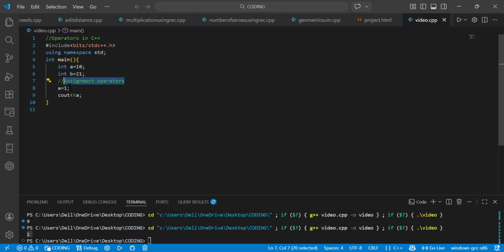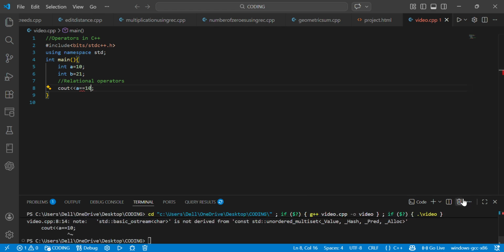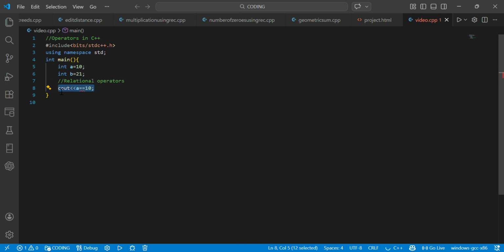The another operators are the relational operators. Relational operators. Let's remove this line. So if I write cout a equal to 10, then some error happens. Sorry guys, it has no use in it. It is used in relational structure, that is if else statement, if else if statement.